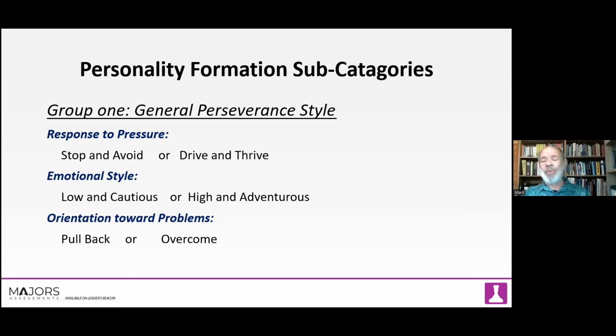People learn to stop and avoid pressure situations because they don't like them. And there's nothing wrong with that. That's perfectly okay. And orientation toward problem, pull back or overcome. Some people don't even see problems. They're just a natural part of the day-to-day working and functioning. Some people, when problems come, go, no, I don't like this environment. I have too many problems.